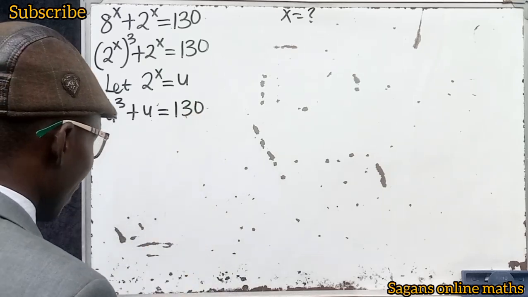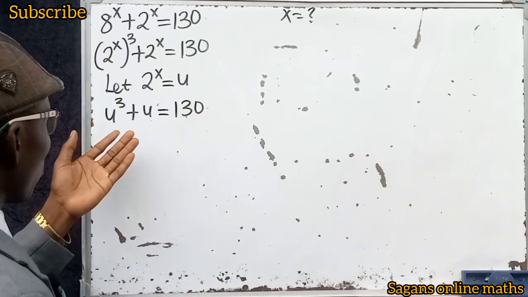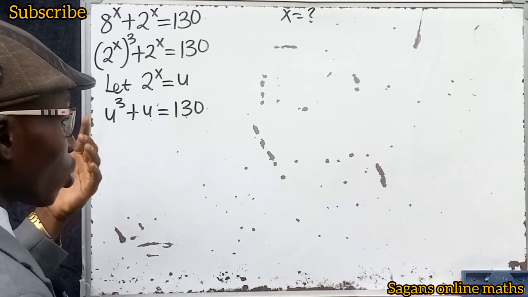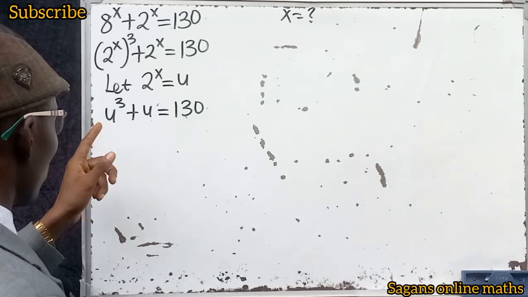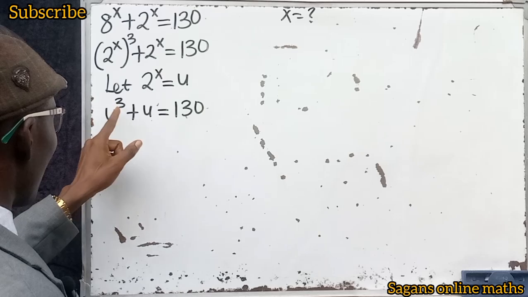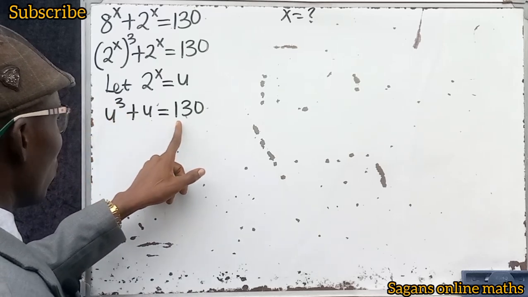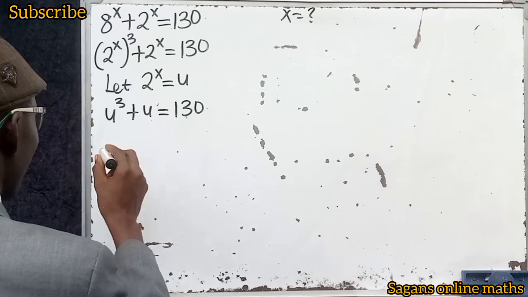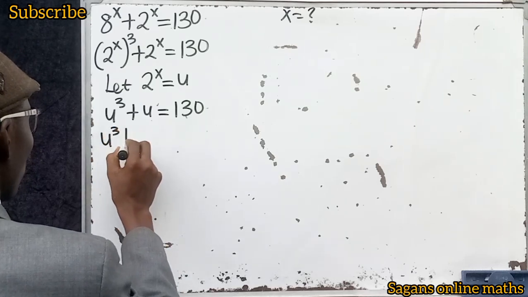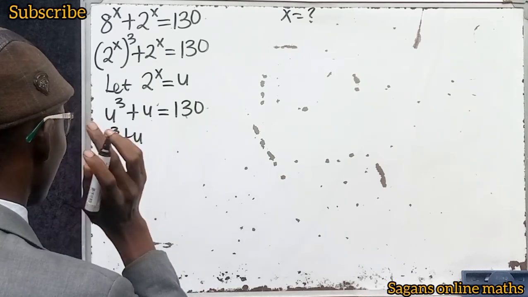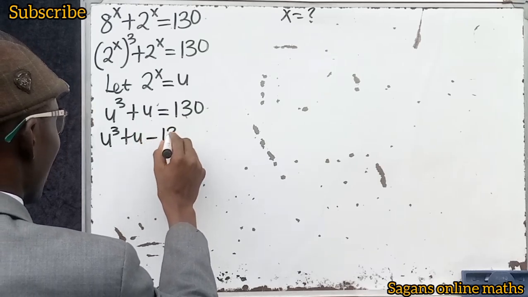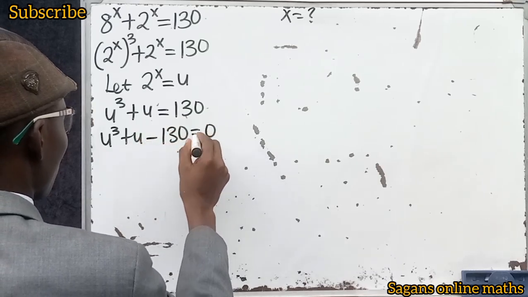Now this is a cubic equation, not cube root, this is a cubic equation. So I mean u to the power of 3 plus u equals 130. So what you are going to do is to subtract 130 from both sides. So let's do that quickly. That means u to the power of 3 plus u minus 130 equals 0.